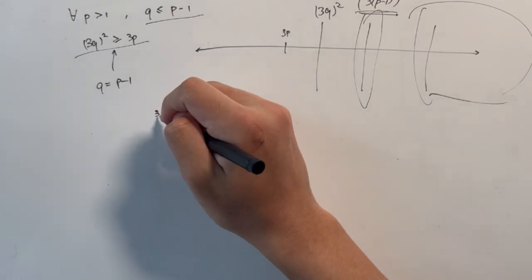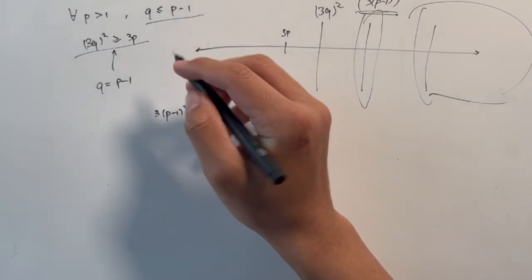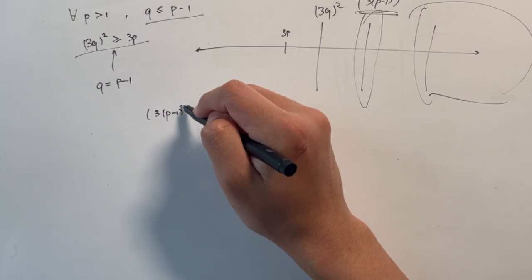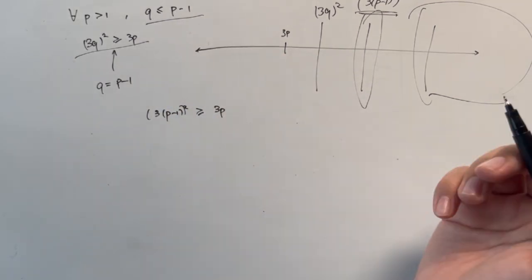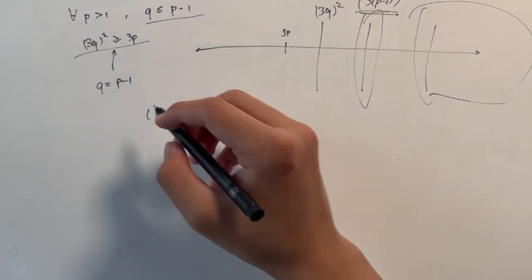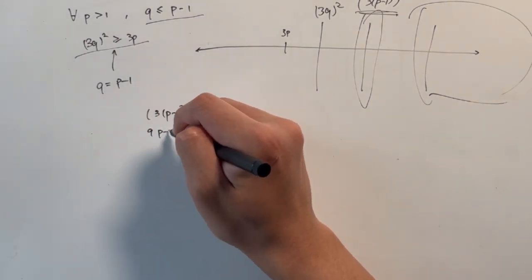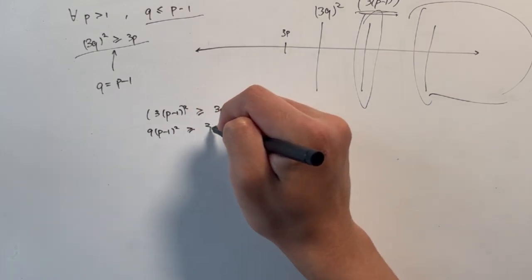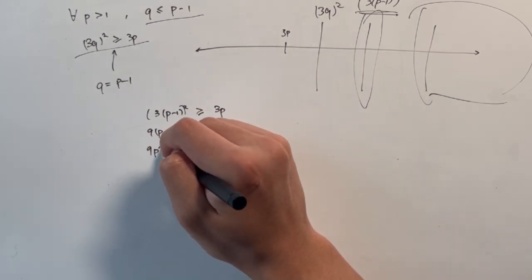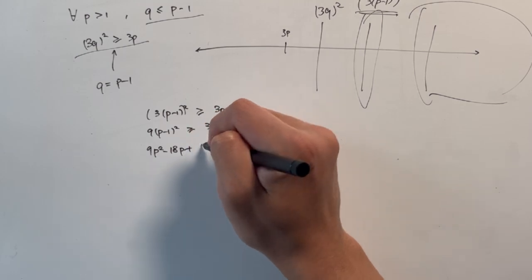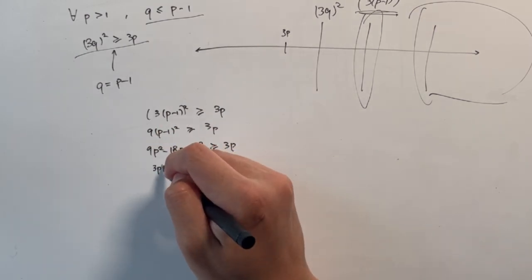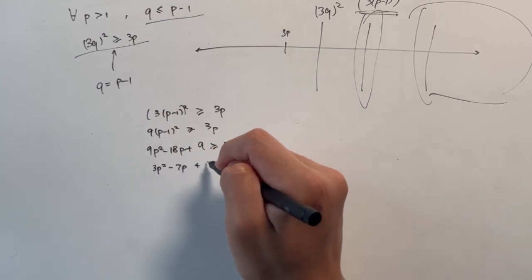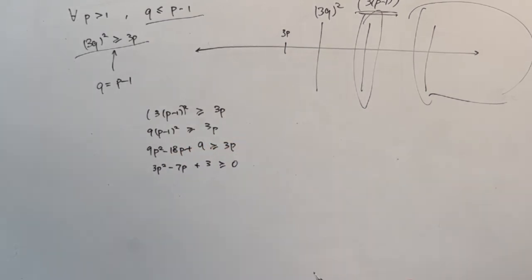So we just want to prove that (3(p-1))^2, this entire thing squared, sorry, is greater than or equal to 3p. From here on out, it's just algebra. So we have 9(p-1)^2 is greater than or equal to 3p, which is 9p^2 - 18p + 9 greater than or equal to 3p, which results in 3p^2 - 7p + 3 is greater than or equal to 0. And this is just a quadratic inequality.